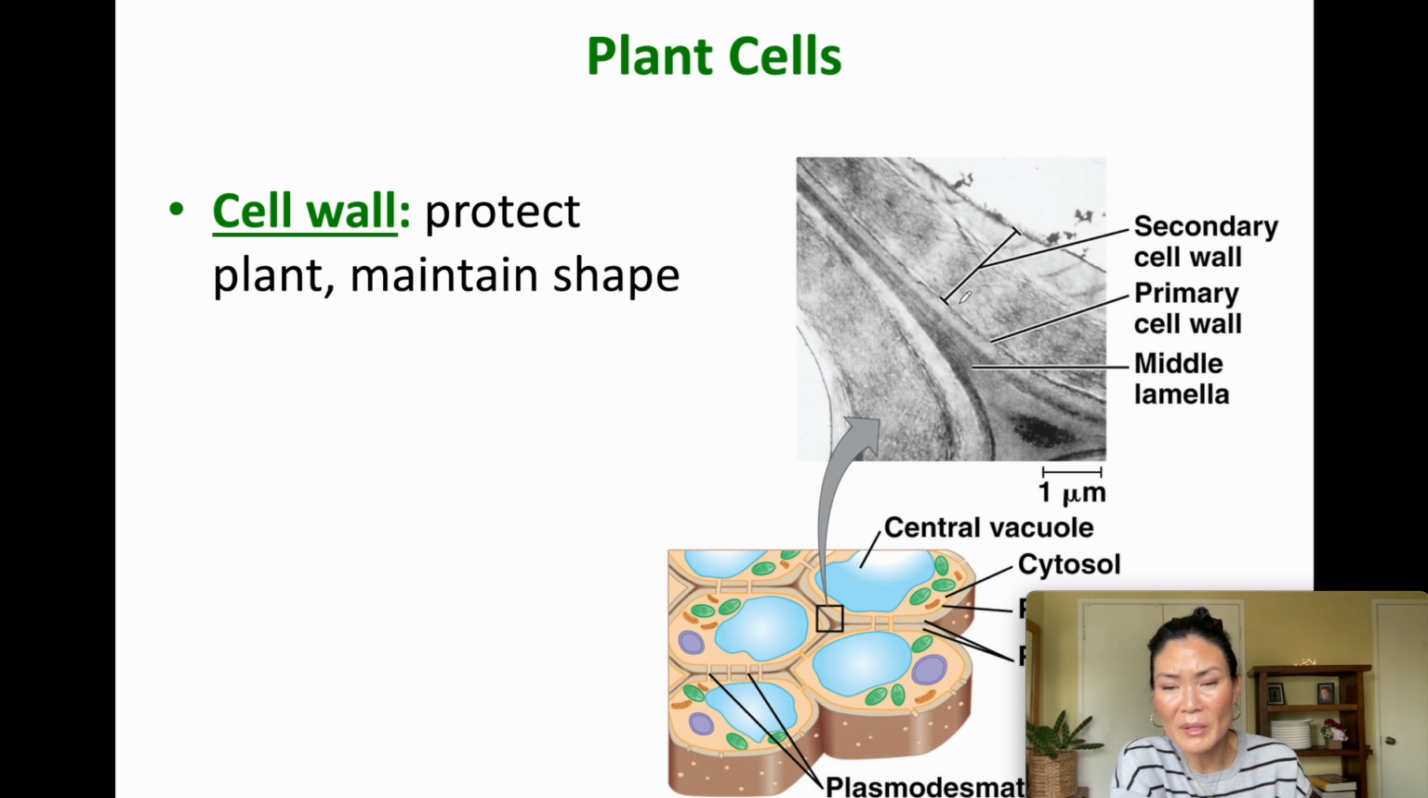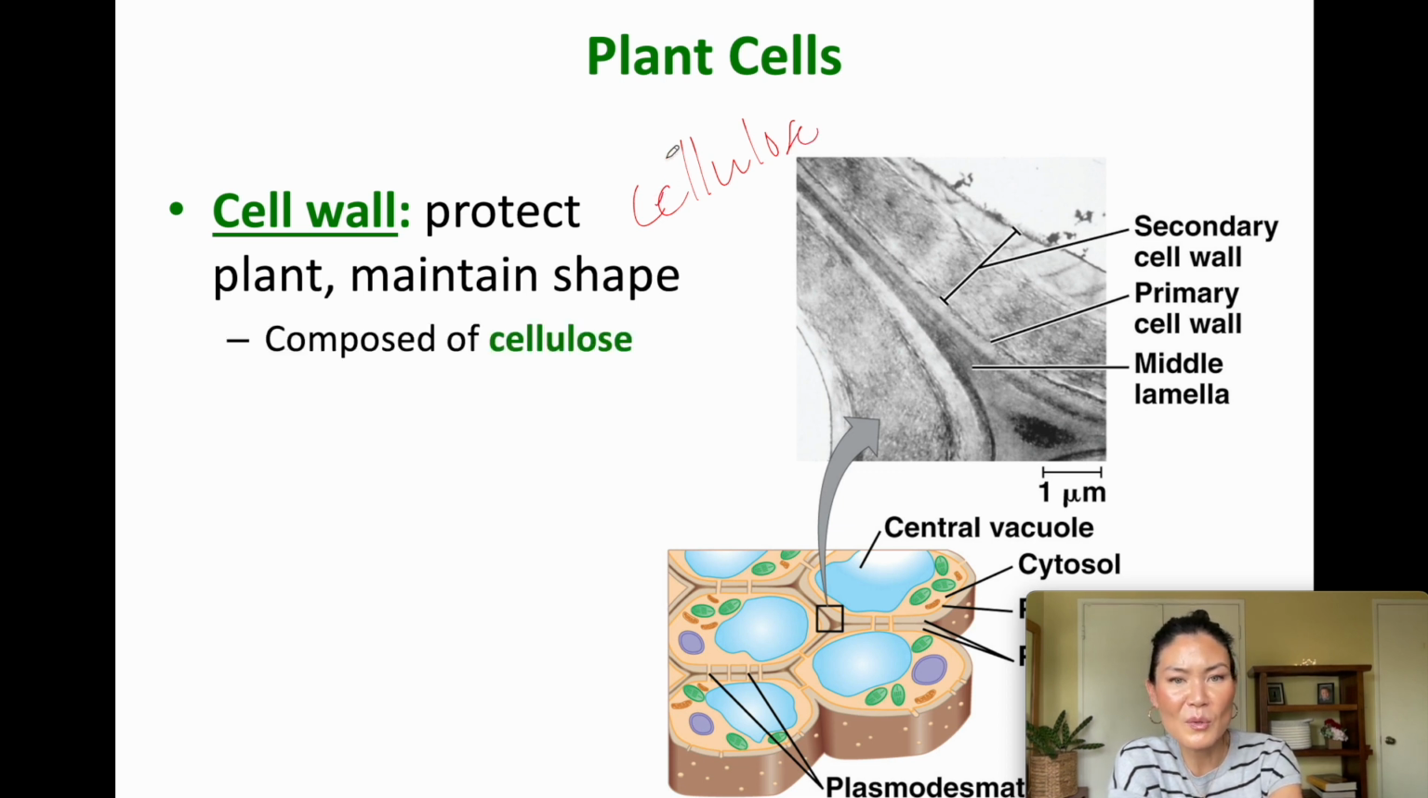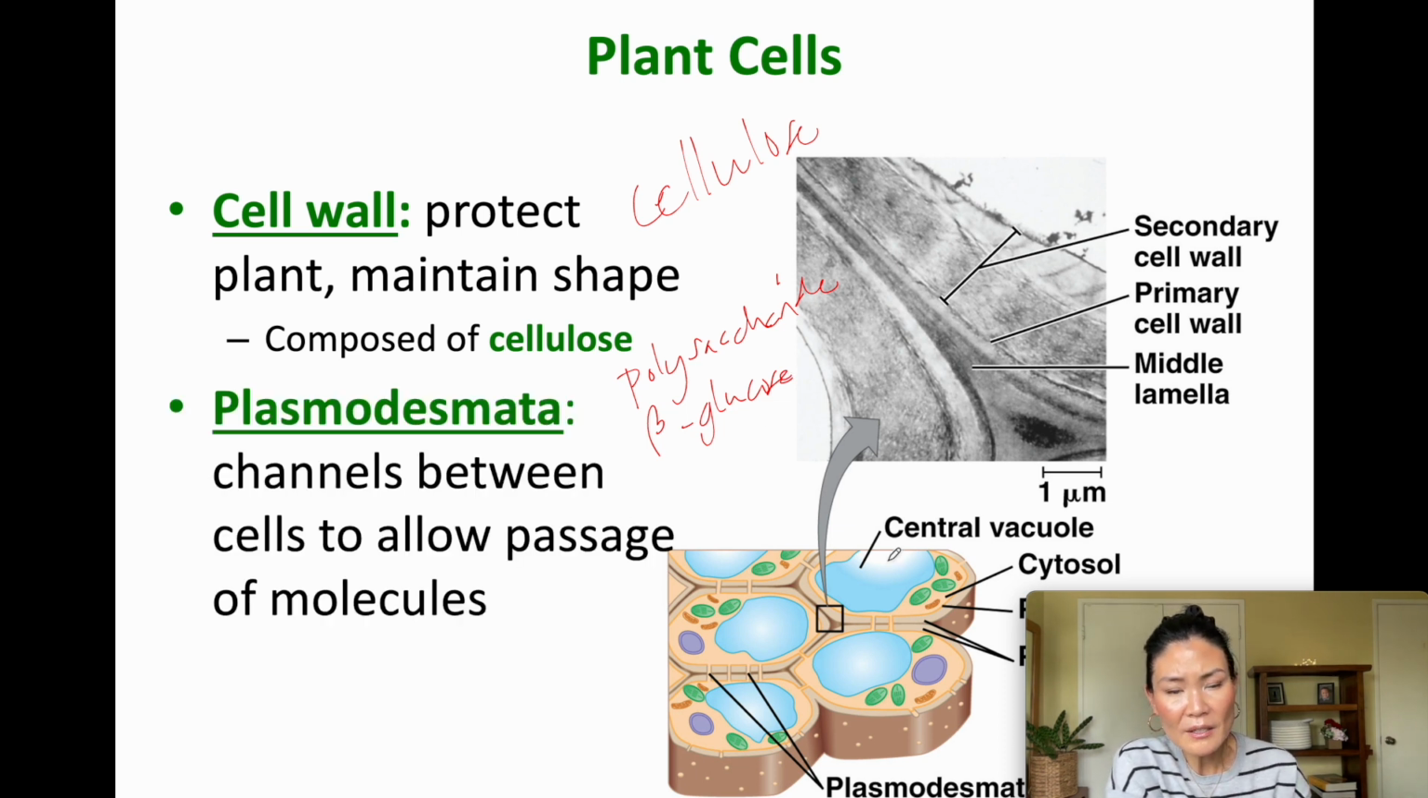Just know that plants have cell walls, and the cell wall is there to protect the plant and to maintain its shape. It's made out of cellulose. Remember, it's composed of cellulose. Cellulose is a polysaccharide that is not digestible to animals. It's a polysaccharide made out of beta glucose, right? Which means that it's not going to be digestible to animals.